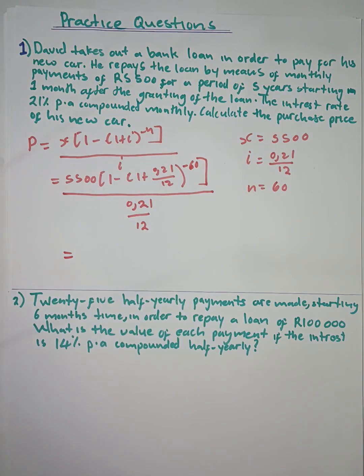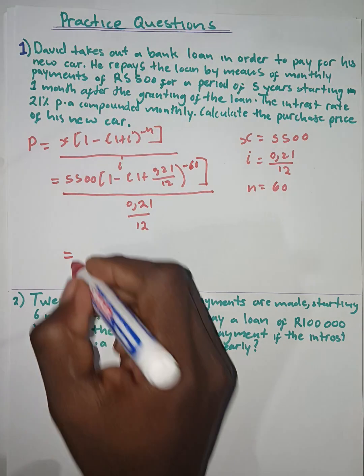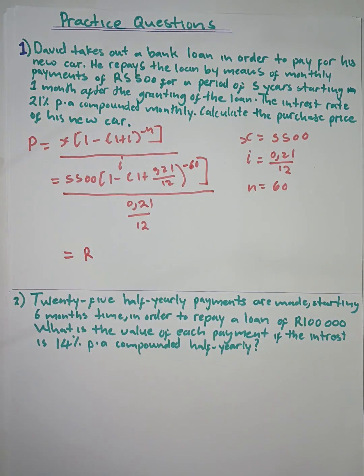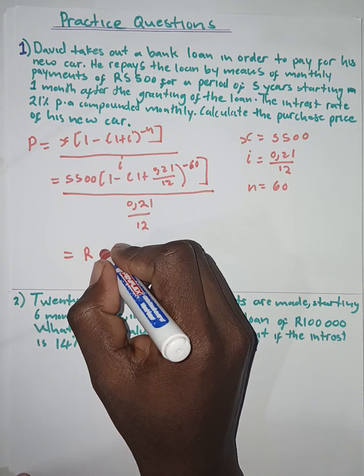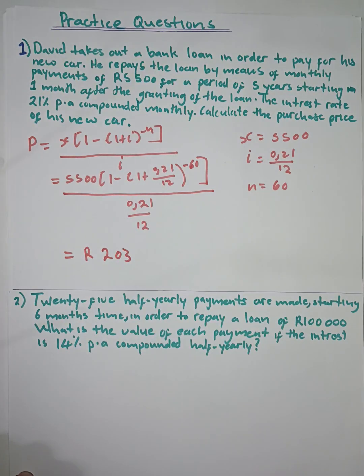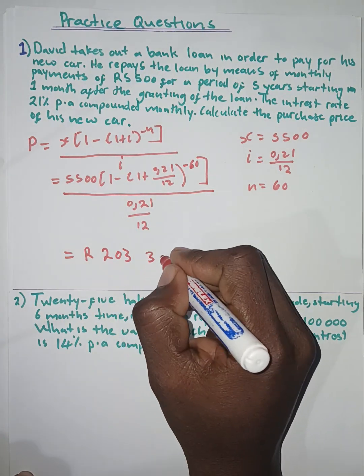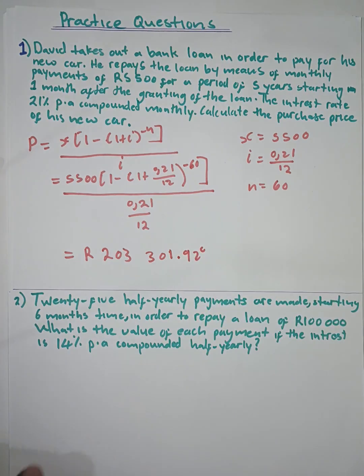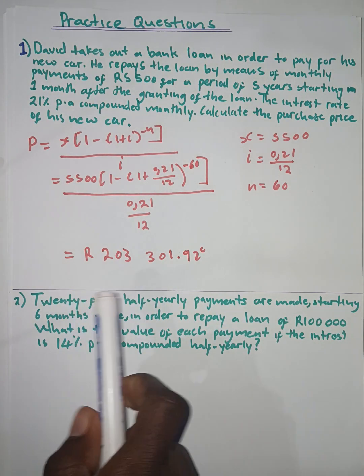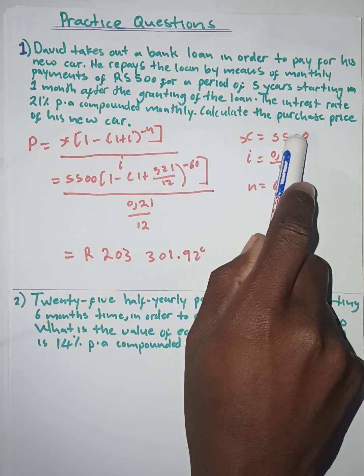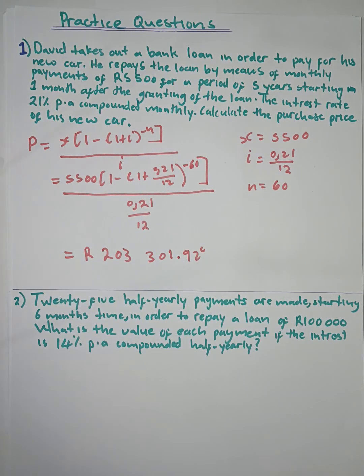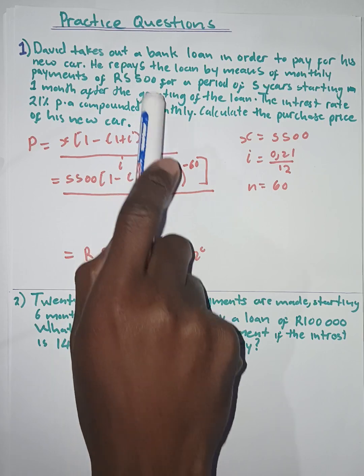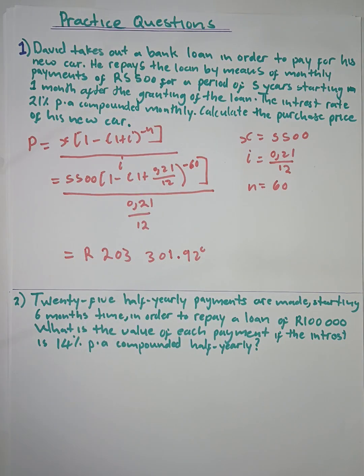So if you put all of that in your calculator, you're going to get a value of the loan being 203,301.92. So this would be the loan that David must take in order for him to purchase that new car, if he must make 5,500 every month over the period of 5 years.